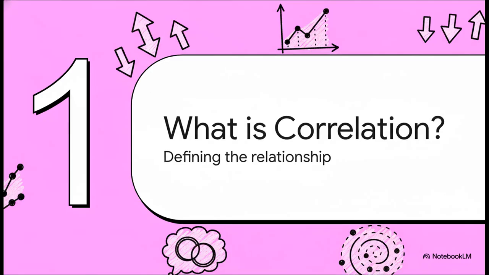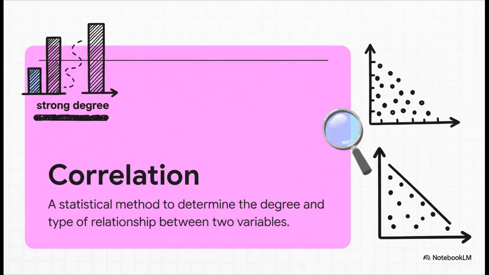All right, so let's start with the absolute basics. What exactly is correlation? At its core, correlation is a statistical method for figuring out two key things about a relationship. First, the degree, which just means how strong is the connection. And second, the type. What kind of relationship are we even looking at? We're going to break down both of those.